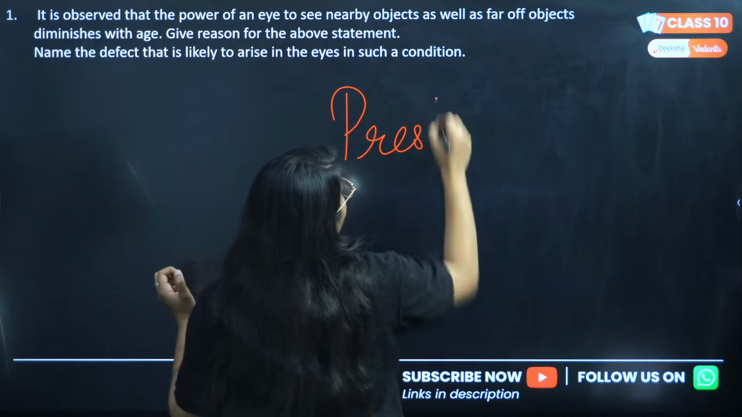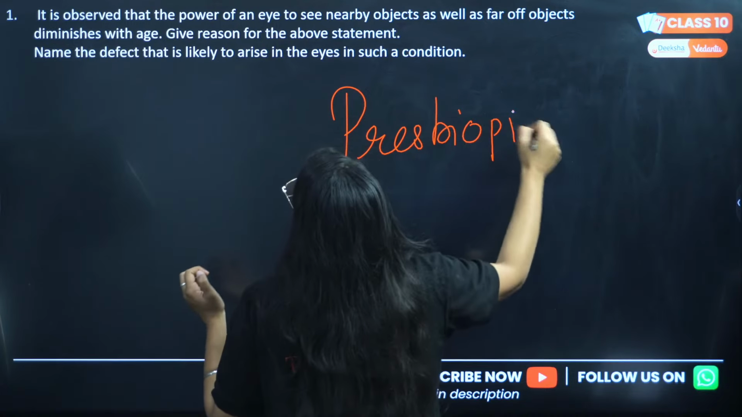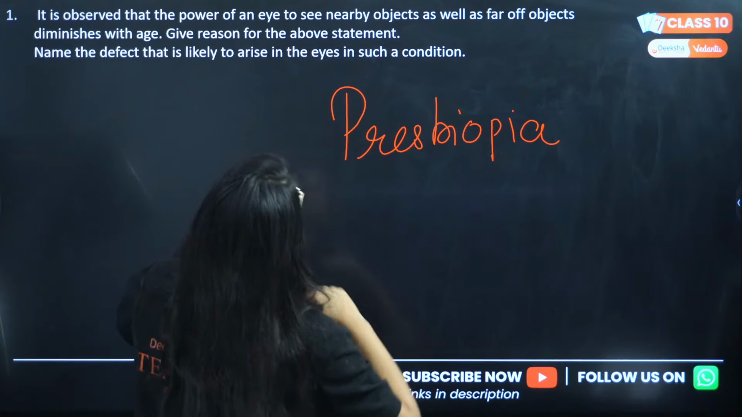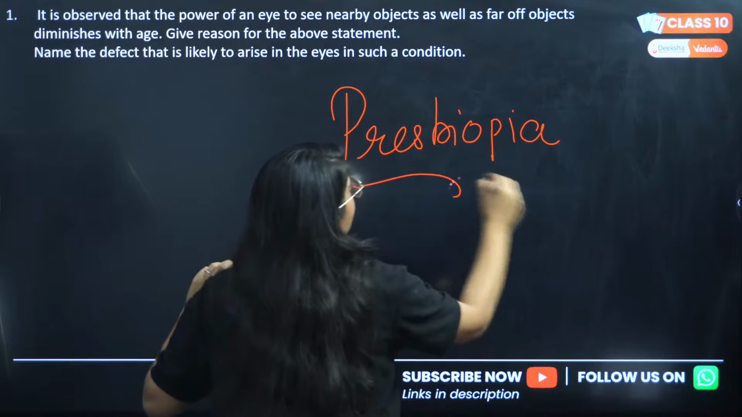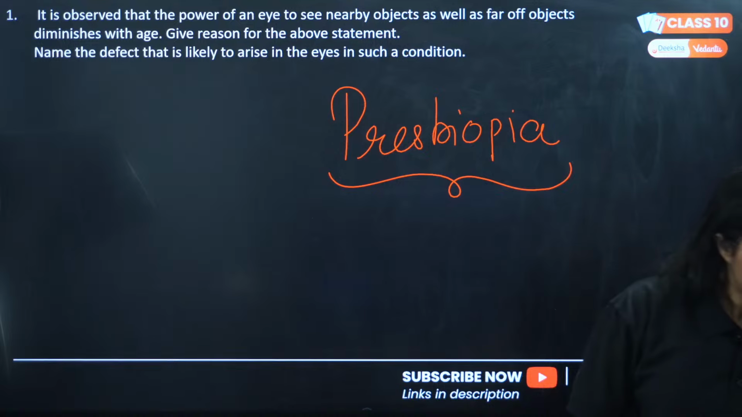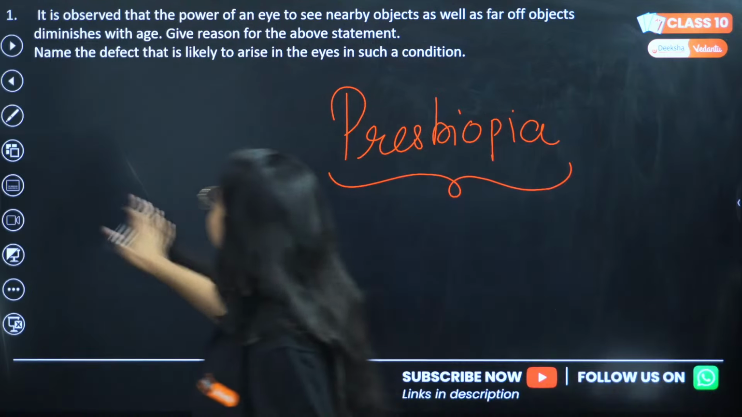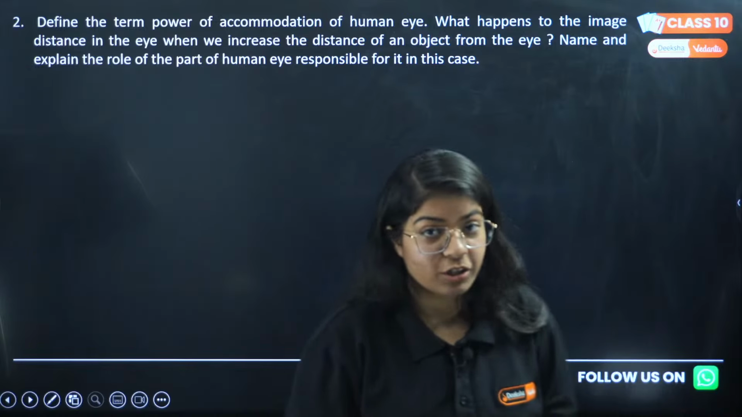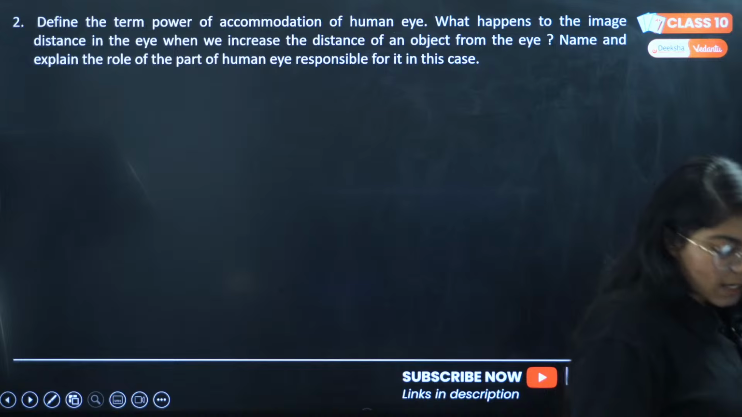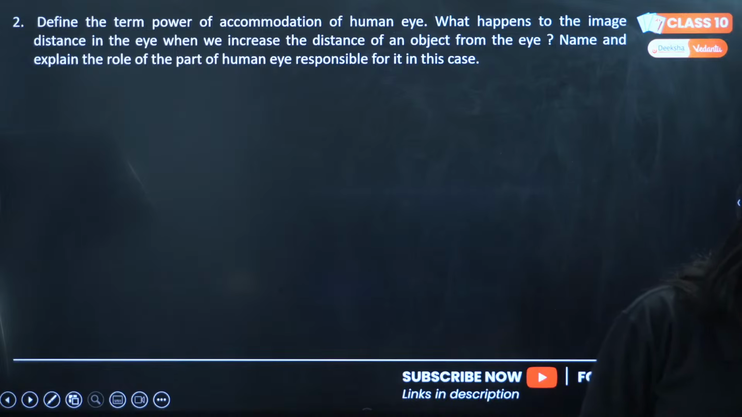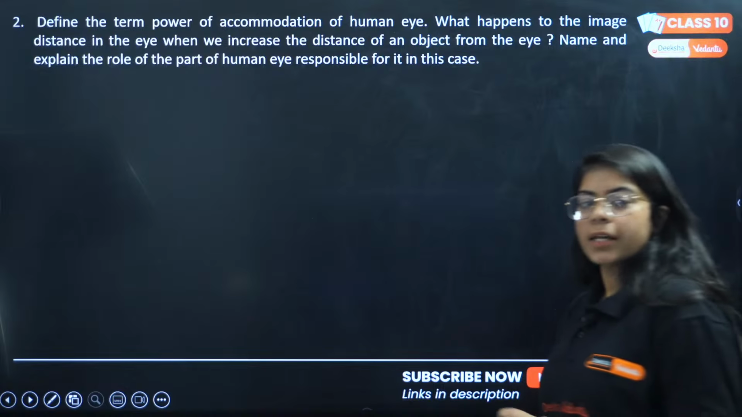That is called presbyopia. Name the defect that is likely to arise in the eyes in such a condition. And the reason we also stated: the reason was weakening of ciliary muscles. Correct? Let's move on to the next question. It says, define the term power of accommodation of the human eye. Can you answer this? It's very easy. Power of accommodation of the human eye. Can you answer this question?